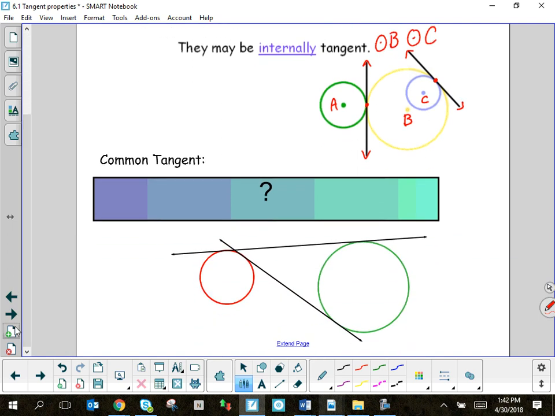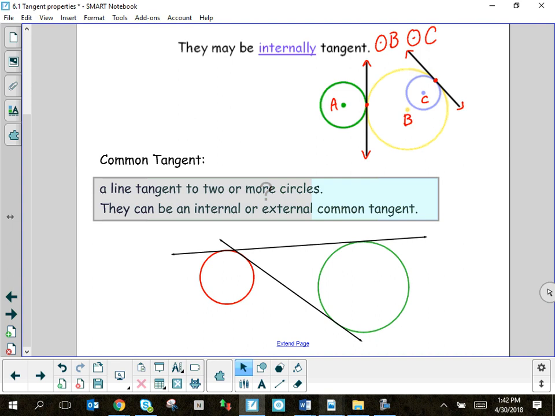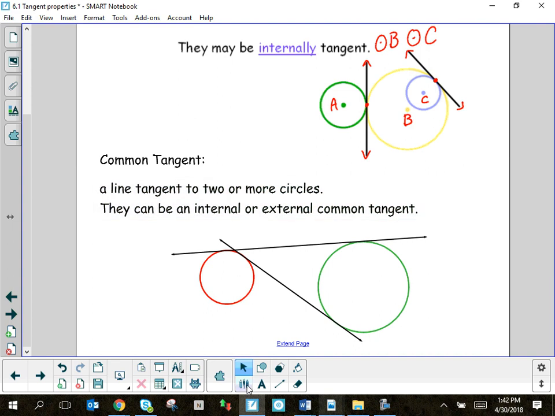The next one we have is a common tangent. This is when a line is tangent to two or more circles. So for instance, this is what I'm going to call line M. Line M is tangent to the red circle there and tangent to the green circle there. So it's tangent to two circles. This is on the outside of the circles, so you can say that line M would be an external common tangent.